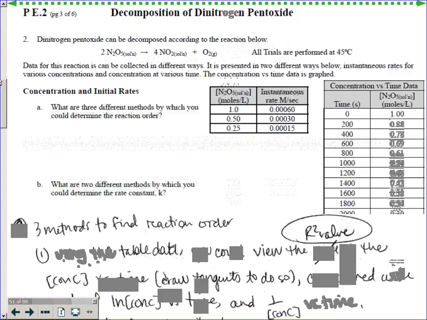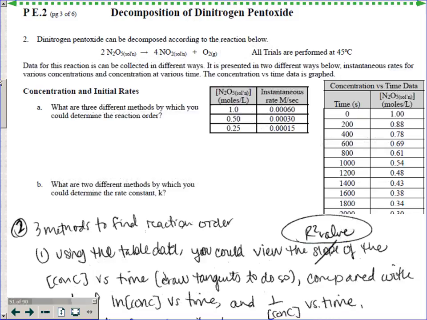For the second example, they gave you a reaction, a table with instantaneous rate, these concentrations, time, and then concentration. Given all this information, they wanted you to tell them how to find the reaction order. Can somebody give me one generic explanation?